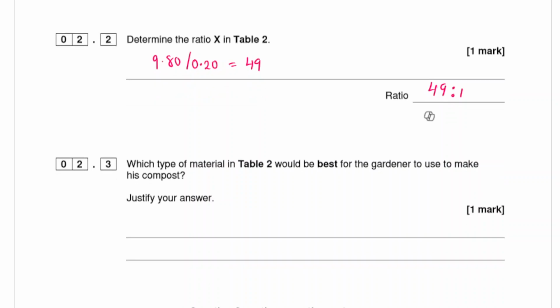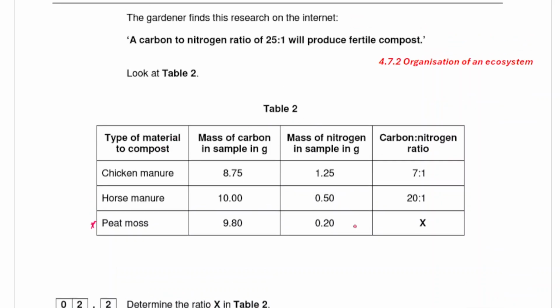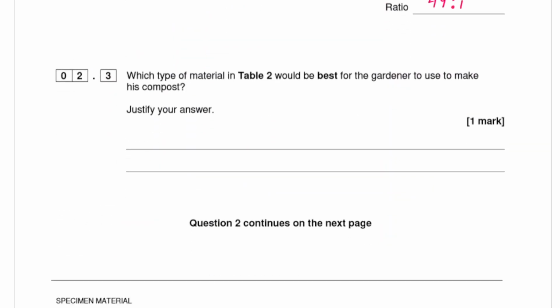Next question. Which type of material in table 2 would be best for the gardener to use to make his compost? So if peat moss is 49:1, the best ratio is 25:1. Now peat moss exceeds it. So would you want to add something that exceeds this ratio, or add something which is much closer to each other? So the horse manure is much closer to the 25:1 ratio. So I would actually use the horse manure. So justification for the answer is it's closest to 25:1 ratio.